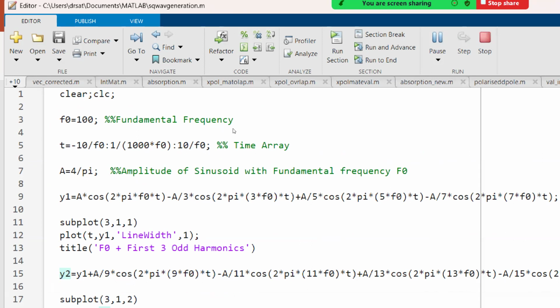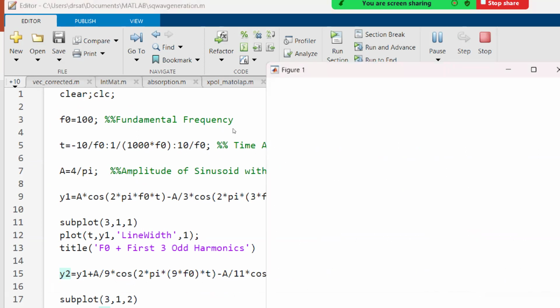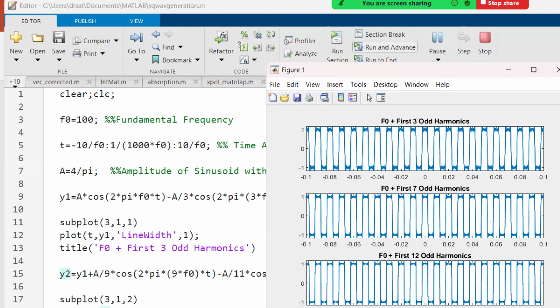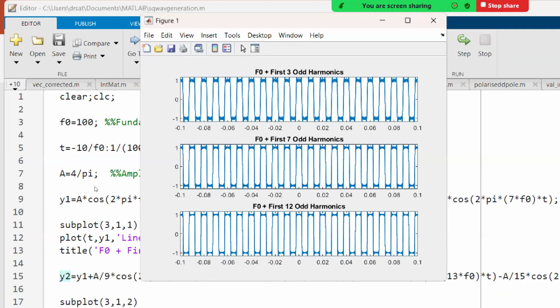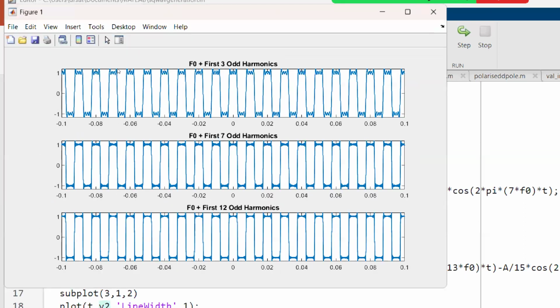One corresponds to f naught plus three odd harmonic terms. The second plot will consist of seven odd harmonic terms, and the last plot will consist of 12 odd harmonic terms, right? So here you can see this is the plot. Here you can easily see this picture. Here is the first y1 plot.